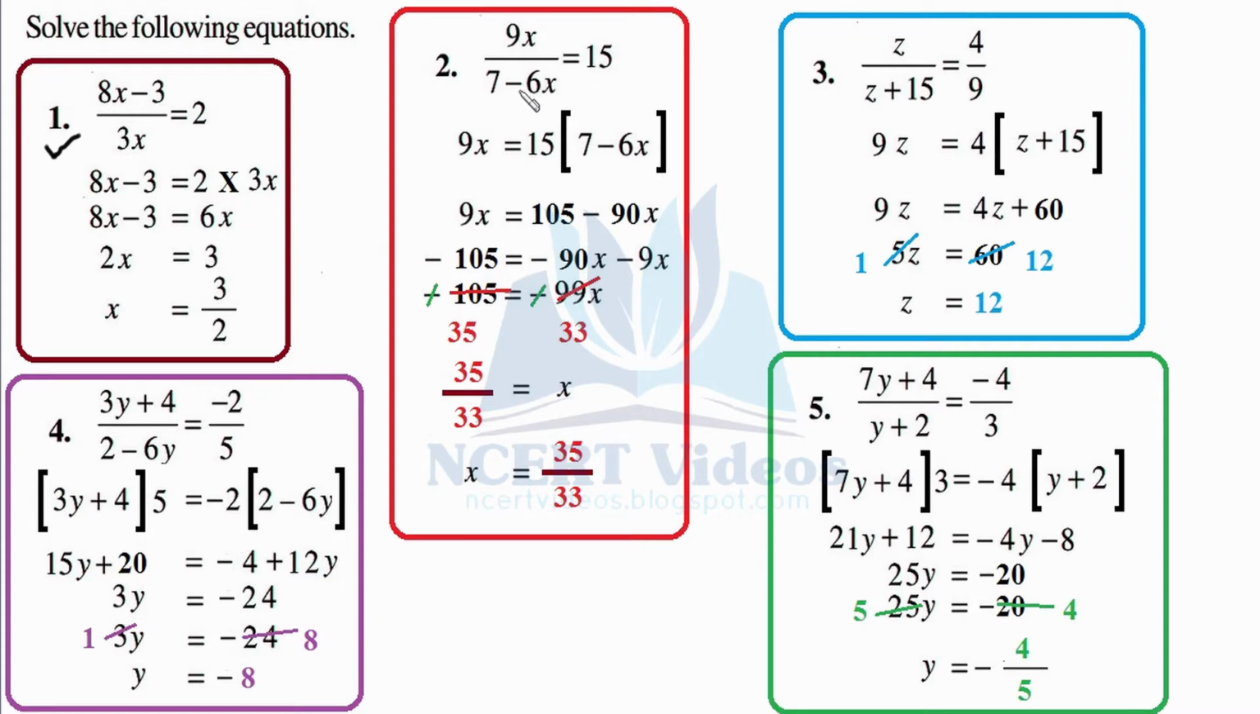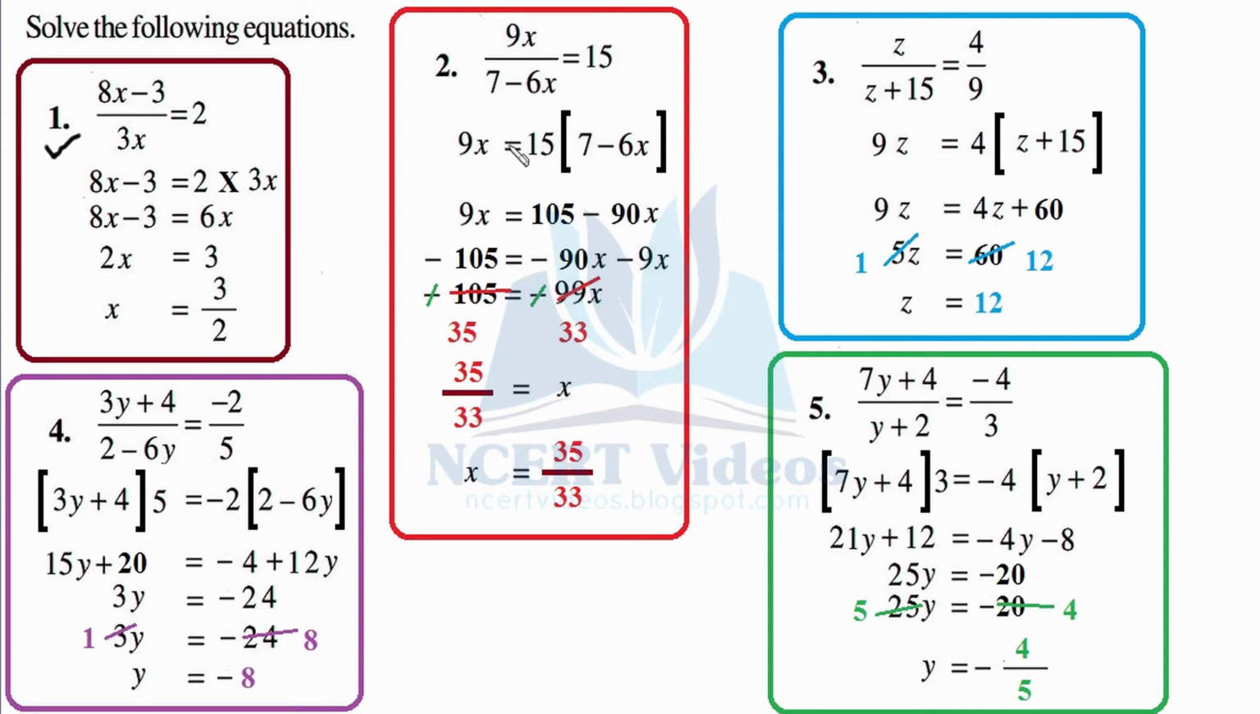Again, we are going to transpose whatever we have in the denominator. So writing the numerator as it is, 9x equal to as it is. We have 15 on the right hand side, so we write the same. Now 7 minus 6x, when transposed towards the right hand side, will get multiplied with 15. Therefore, we wrote brackets and inside it we wrote 7 minus 6x. We will open the bracket in our next step.